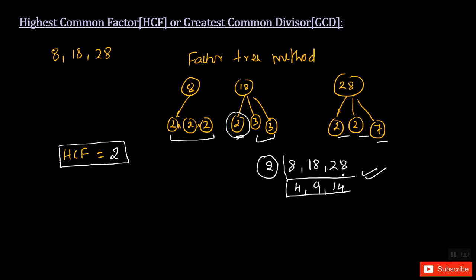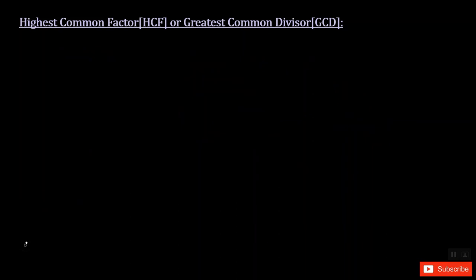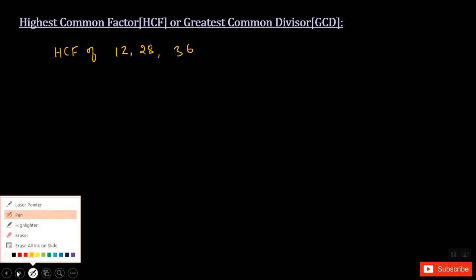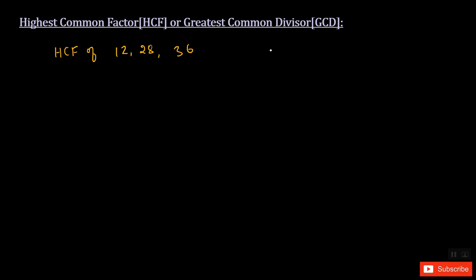All right, so let's take another example also. Let me erase this. Okay, example 2. What is the HCF of 12, 28 and 36? As I told you, to find the HCF, I suggest going with the second approach which I showed. So just write 12, 28, 36.